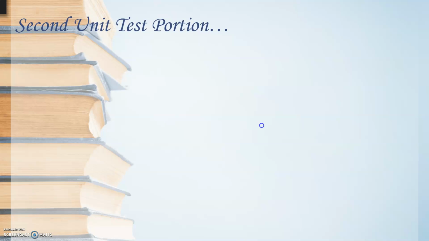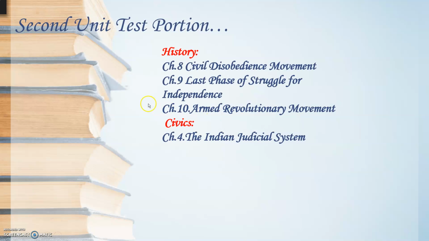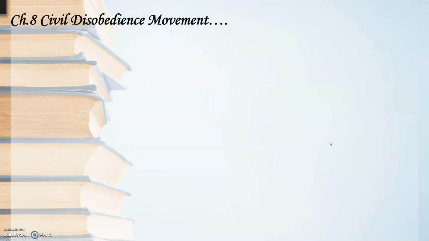Before that, we'll quickly go through the portion for the second semester unit test: chapter 8, chapter 9 and chapter 10 of history, and civics chapter 4. This is the portion for the second unit test. Let's continue with the 8th chapter, Civil Disobedience Movement.